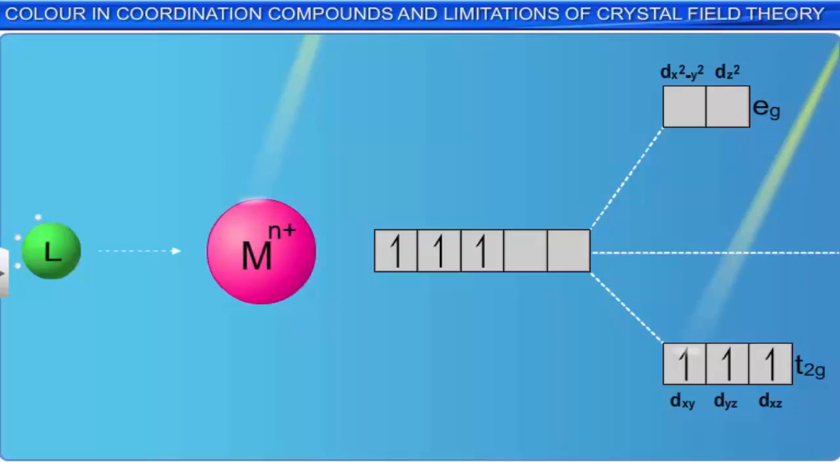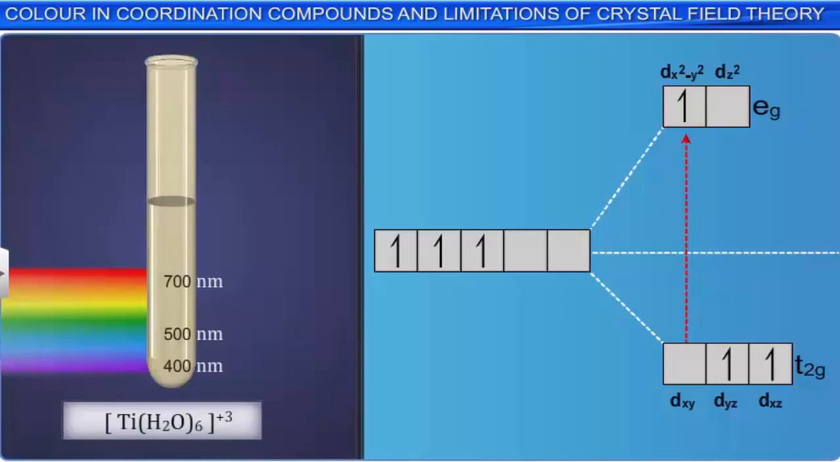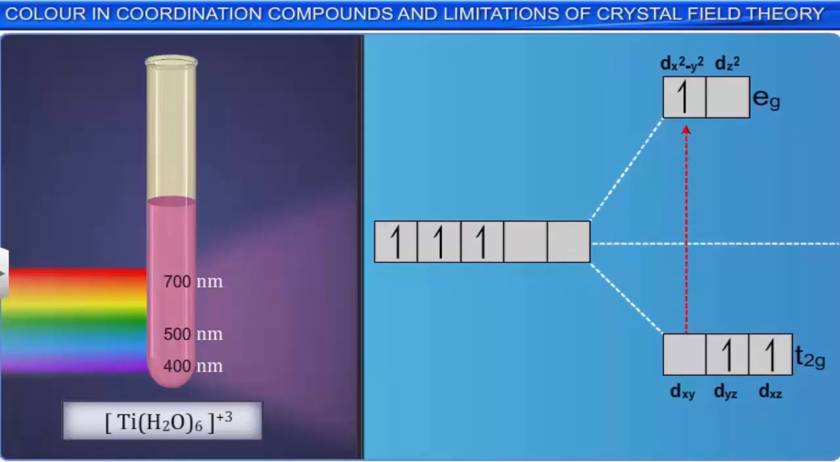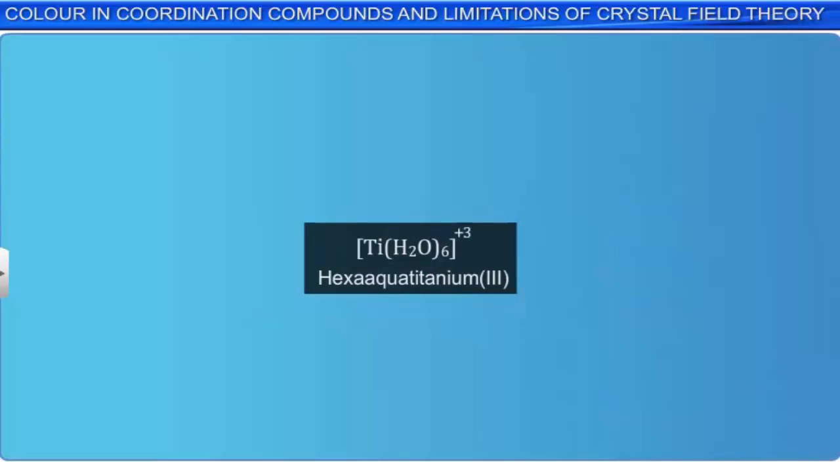White light minus the absorbed color becomes the color of the complex. Thus, the color of coordination compounds arises from the electron transition between the split d orbital energy levels. Let us take the example of hexaaqua titanium 3+ to understand this. Hexaaqua titanium 3+ is an octahedral complex in which titanium is in +3 oxidation state and has a single electron in the d orbital.